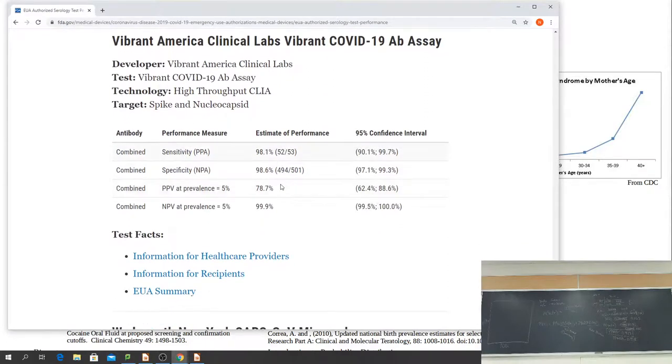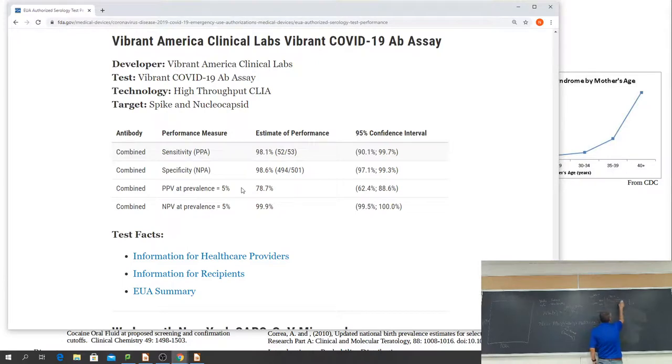All right, so let's say this is our sensitivity and specificity: 98.1, 98.6. We're testing antibodies, a high throughput assay. What we want to know is if this test comes back positive, what's the chance that I actually have COVID-19 or had COVID-19? I don't know what the blood donor center actually uses, but we can use this as an example. We'll just make up some numbers as to the proportion in our population. Those are the numbers given in our problem.